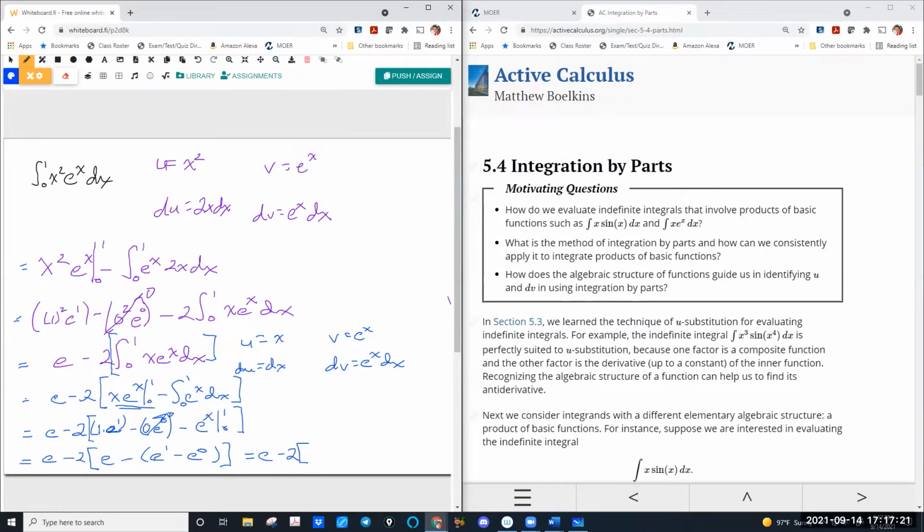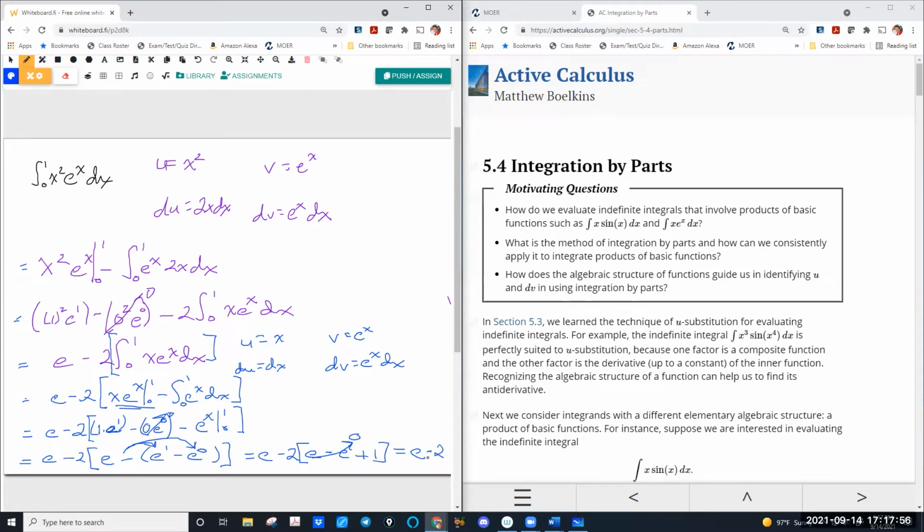First thing I'm going to do, I'm going to distribute this minus. So I have e minus e. e to the 0 is 1. But notice it's a negative and a negative 1, so it becomes plus 1. e minus e, those cancel out to 0. So I end up with negative 2 times 1. And our final answer is e minus 2.